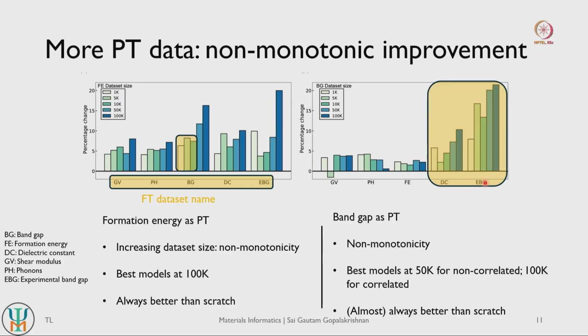But if you take the case of dielectric constant or experimental band gap, these two are basically correlated properties with band gap. So experimental band gaps and computational band gaps should be correlated, and dielectric constants indicate how your electrons are screening within your structure. So again, dielectric constants and computational band gaps should be highly correlated, right. And we see that for these correlated properties, exposing 100,000 data points during pre-training definitely helps, right. So with band gap we do see some non-monotonicity and different fine tuning properties having different pre-training data set sizes that give their best performance.